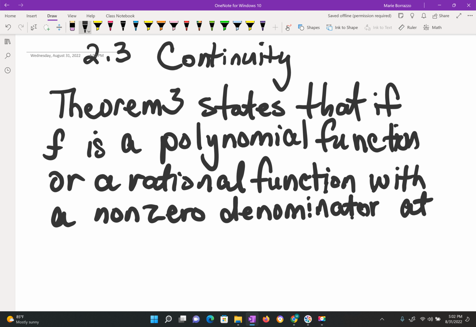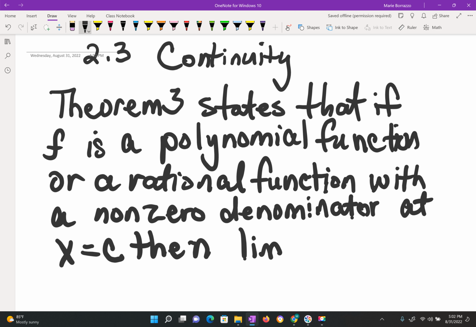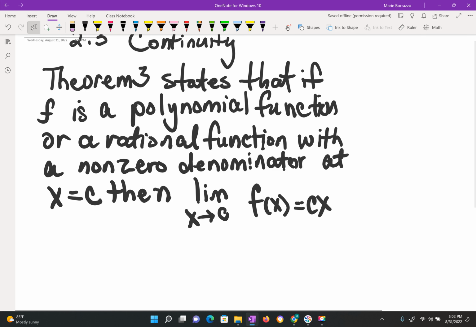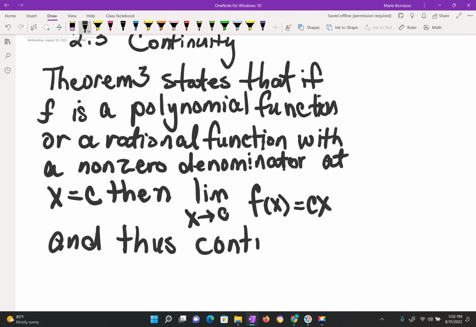at x equals c, then we say the limit as x approaches c of f of x is equal to f of c. And thus, it is continuous at x equals c.